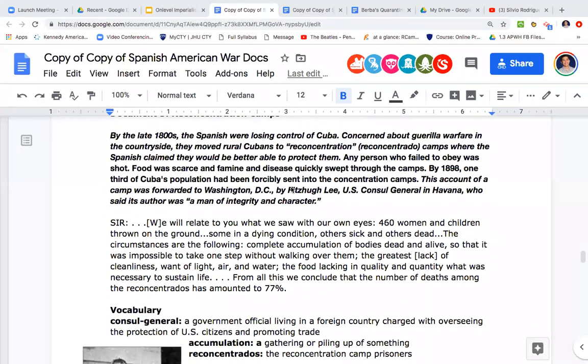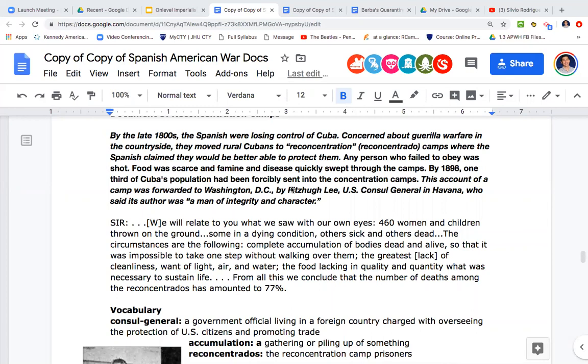So in the late 1800s, the Spanish were losing control of Cuba. Concerned about guerrilla warfare in the countryside, they moved rural Cubans to reconcentration camps, where the Spanish claimed they would be better able to protect them. Any person who failed to obey was shot. Food was scarce. Famine and disease quickly swept through the camps. By 1898, one third of Cuba's population had been forcibly sent into concentration camps.